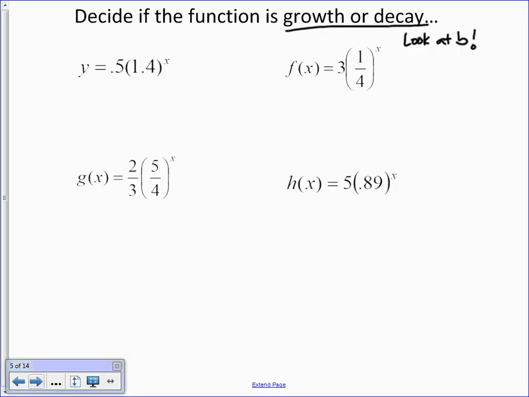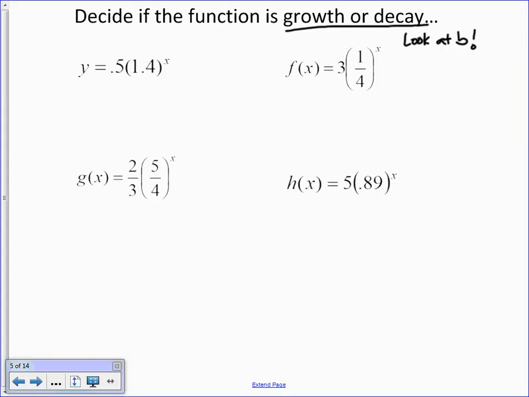Because if B is greater than 1, you have growth. If B is less than 1 but greater than 0, you have decay. So you need to decide in those 4 functions which number is B and whether that represents growth or decay. So again, I'm going to give you a chance to talk it over with your shoulder buddy. What is B? Is it growth or decay? Have that discussion now.